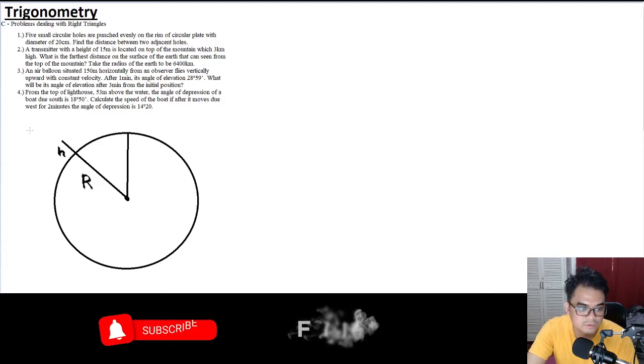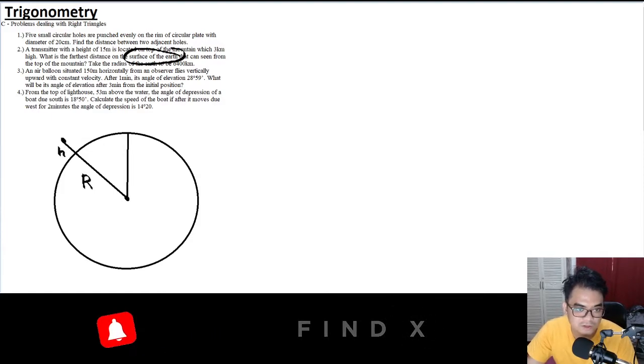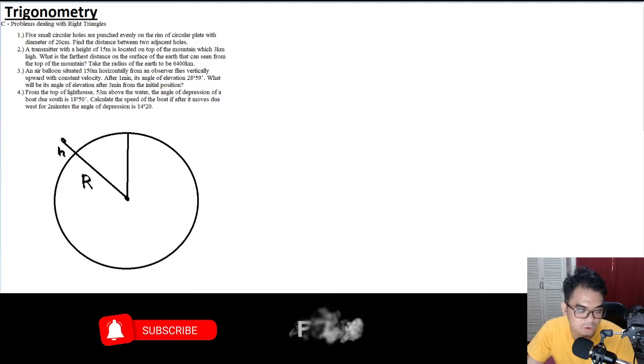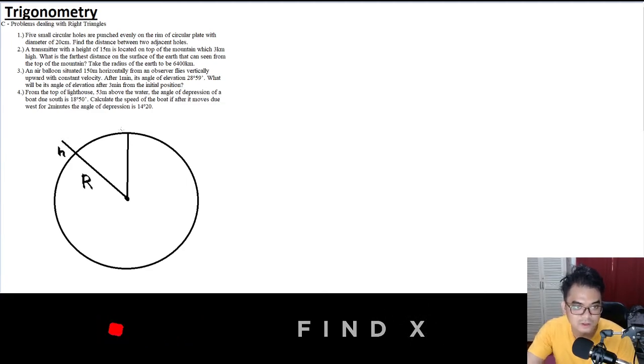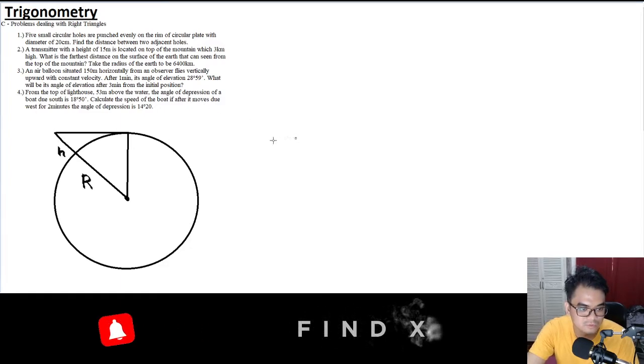if you imagine yourself to be here, you're asking what is the farthest distance on the surface of the earth that can be seen from the top of the mountain. If you imagine yourself here, you'll be looking straight, right? So therefore, you can have another line here. And then let me just extend this one. It will look something like this.